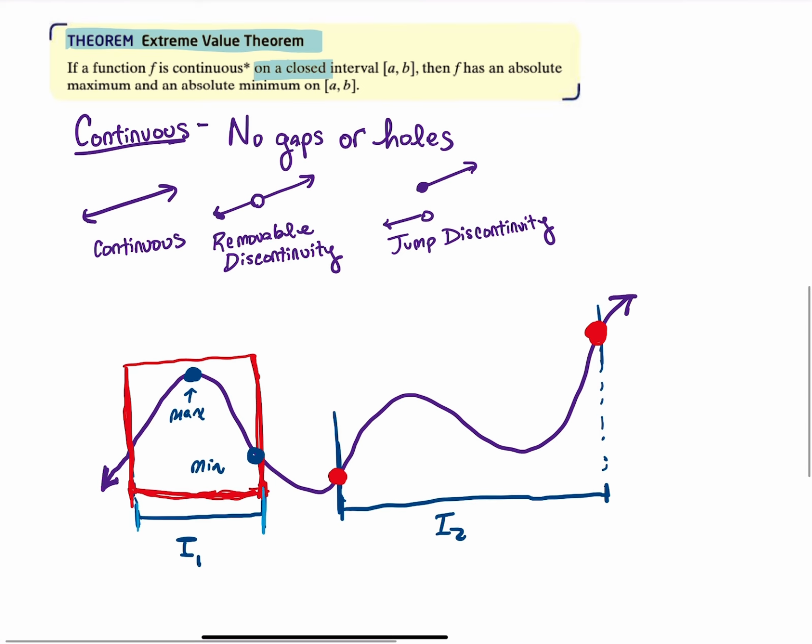So I just wanted to give a little demonstration of what this theorem is stating. And this theorem can be a prerequisite for some more advanced theorems or definitions. You can say, oh, since we're guaranteed to have an absolute minimum and maximum, it must exist on this closed interval.